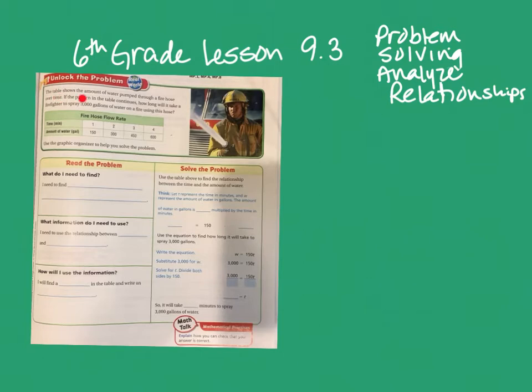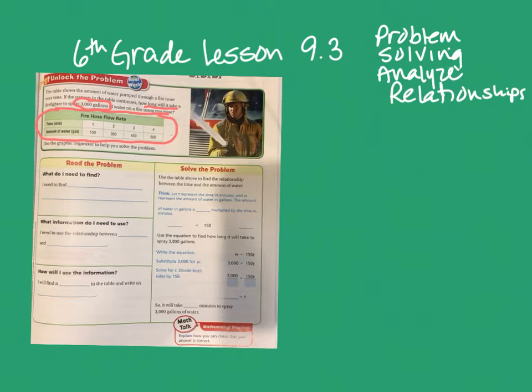So this says the table shows the amount of water pumped through a fire hose over time. And here's the time: 1 minute, 150 gallons; 2 minutes, 300 gallons; 3 minutes, 450 gallons. If the pattern in the table continues, how long will it take a firefighter to spray 3,000 gallons of water on a fire using this hose? So there's our question. Let's underline it. The information they provided to us wasn't so much in the word problem as it was in the table. And we want to know how much time it will take for 3,000 gallons.